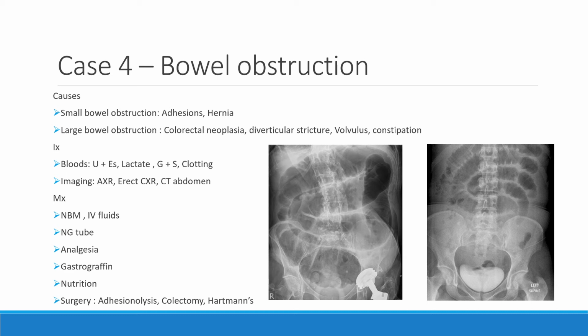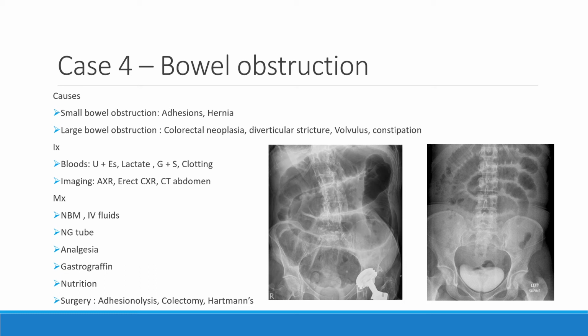So you do the electrolytes because they tend to have deranged electrolytes due to dehydration. Check the lactate to exclude strangulated bowel obstruction. Make sure they're prepared for surgery if they need it. Group and screen, clotting. Do an abdominal X-ray, an erect chest X-ray to exclude perforation, and do a CT abdomen to identify the transition point for the obstruction, so where it starts and where it ends.